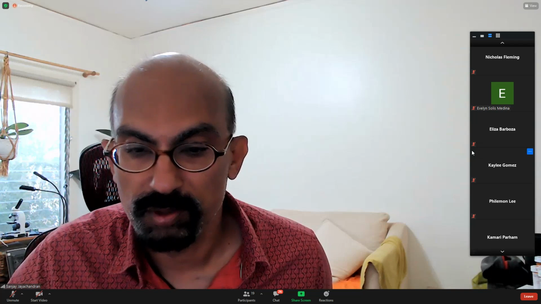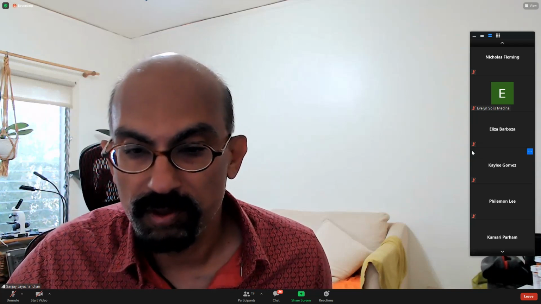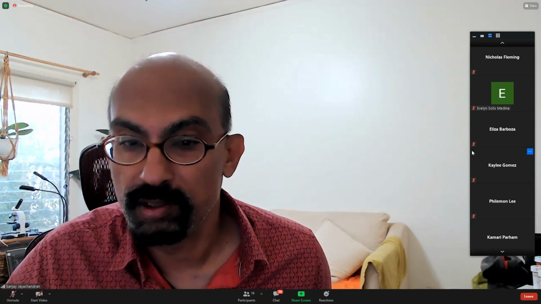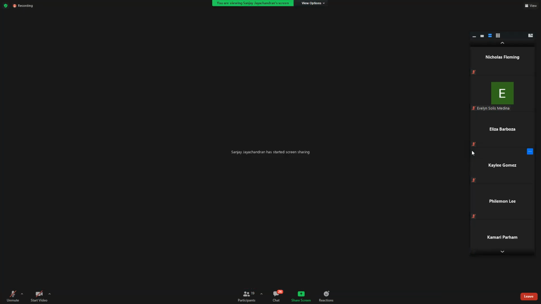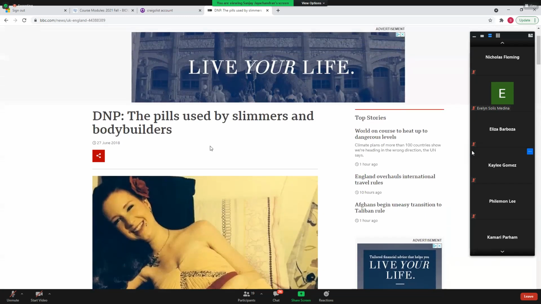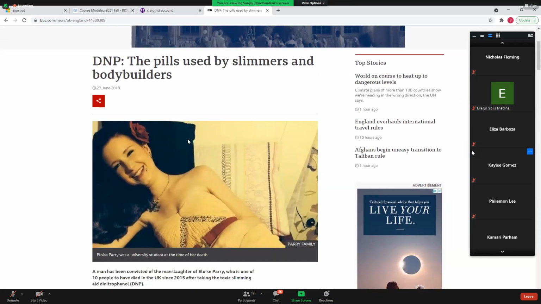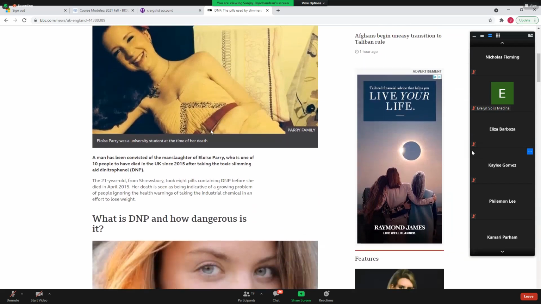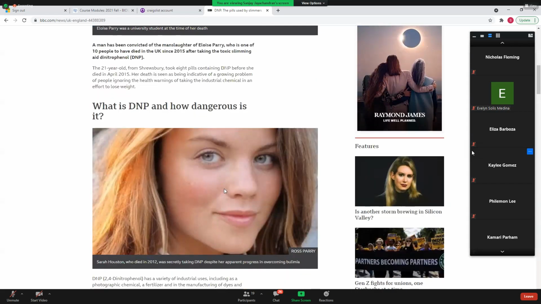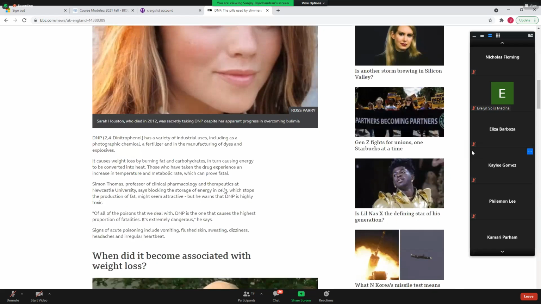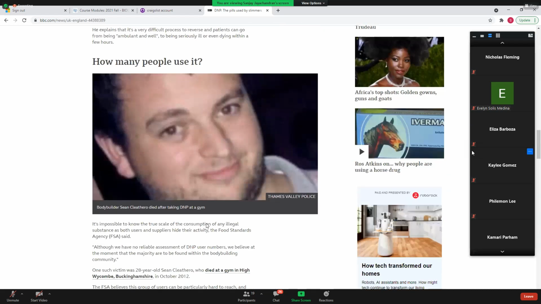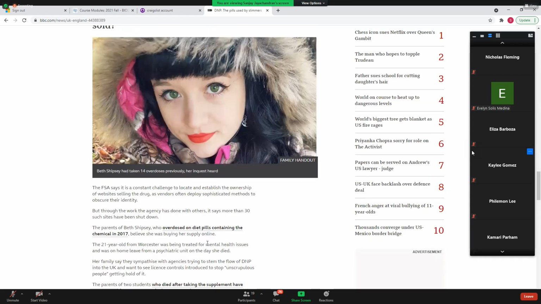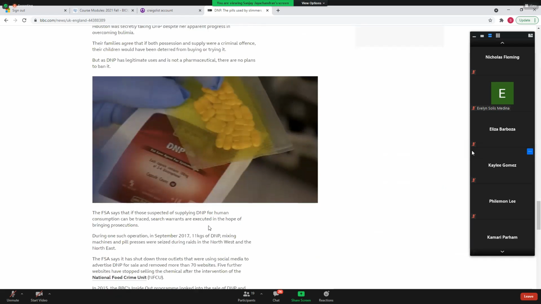So I'm going to show you something. By the way, you can still get this pill on the internet, right? Especially in England, right? So these are all the DNP. This was a few years ago, used by slimmers and bodybuilders, right? She was a university student, a med student, and these people all died, right? Because you can get it on the internet, right?